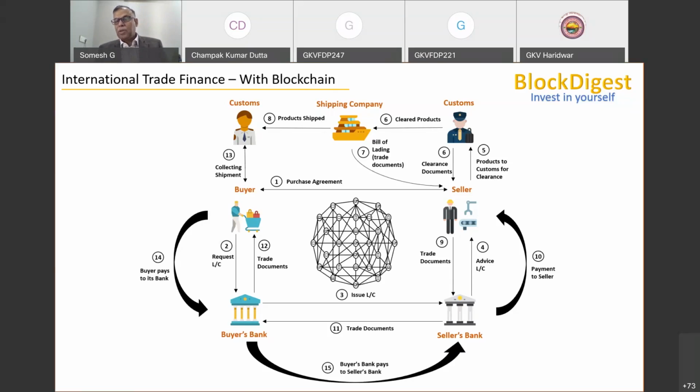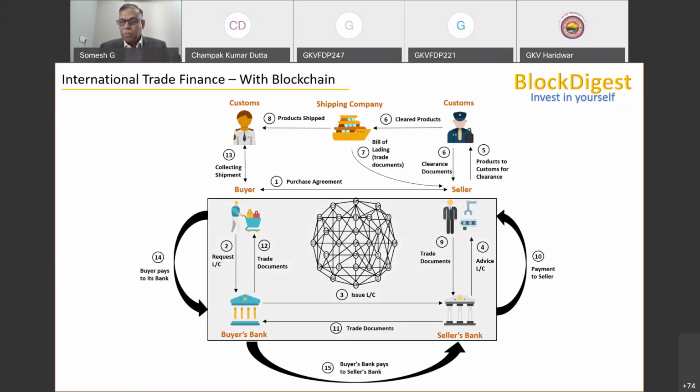Now let's look at it with blockchain. If we put in blockchain, we can basically have the trade documents or the LC, instead of physical form, completely on blockchain. You do not need to send the physical bill of lading and the LC advice across. While the LC is still a digital document, the BOL is a physical document. All of that can be on a common network, on a blockchain network.